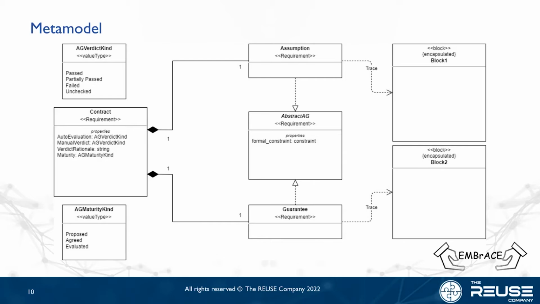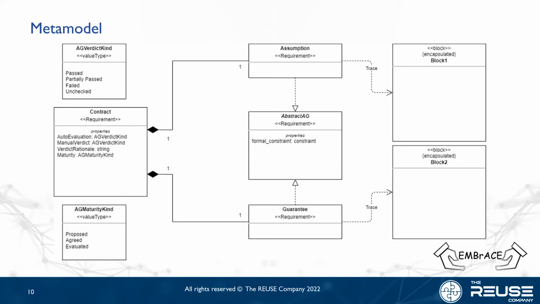This assumption and guarantee are traced with blocks, with components in the real or physical system. So we have the guarantee, that is the traditional requirements paradigm, and we have the assumption that is focused on the interface. This is what we have in the contract. In the contract we also have properties to analyze an automatic evaluation of the contract, whether we fulfill the assumption and the guarantee at the same time, and if there is no problem.